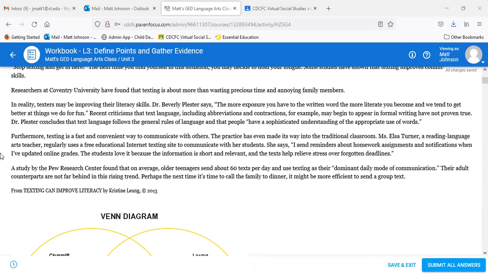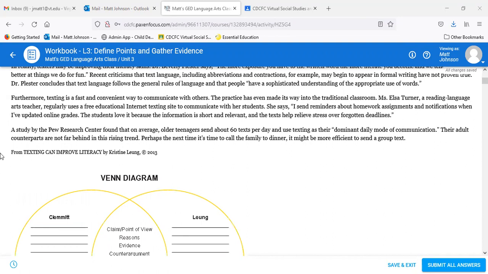Texting is a fast and convenient way to communicate with others. The practice has even made its way into the traditional classroom. Miss Elsa Turner, a reading language arts teacher, regularly uses a free educational internet texting site to communicate with her students. She says, "I send reminders about homework, assignments, and notifications when I've updated online grades. Students love it because the information is short, relevant, and the texts help relieve stress over forgotten deadlines." A study by the Pew Research Center found that on average, older teenagers send about 60 texts per day, using texting as their dominant daily mode of communication. Their adult counterparts are not far behind in this rising trend. Perhaps the next time it's time to call the family to dinner, it might be more efficient to send a group text.